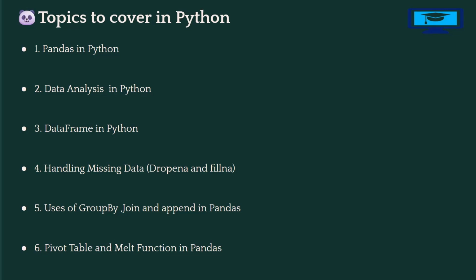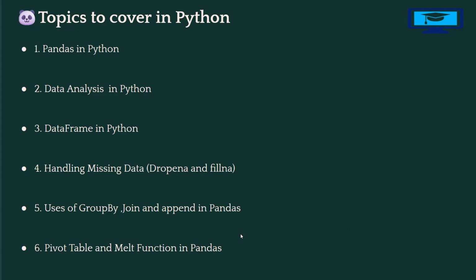The third one is about data frames in Python. Data frames in pandas help you to frame the data. We'll see a brief description of this, and we'll see how we can handle missing data, how we can use DropNa and FillNa, and also how to use GroupBy, joins, and appends in pandas. Basically, this is used to group the data, or if you want to join or add new data.